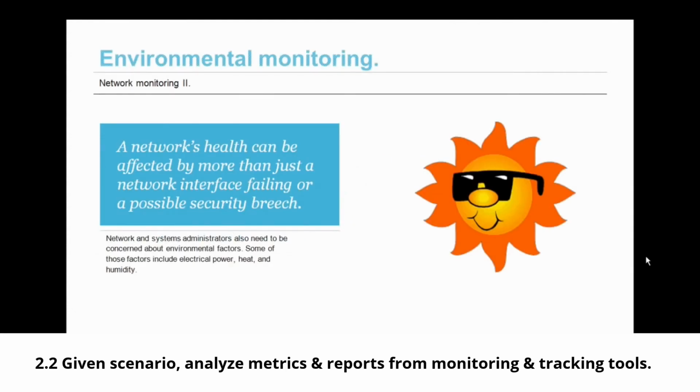Let's move on to environmental monitoring. A network's health can be affected by more than just a network interface failing or a possible security breach. Network and systems administrators also need to be concerned about environmental factors. Some of those factors include the quality and quantity of electrical power being supplied to their equipment, and the amount of heat in the rooms that equipment is kept, and also with that, the humidity level.